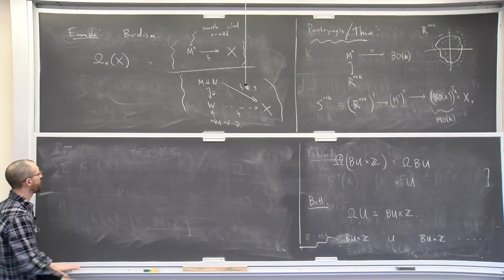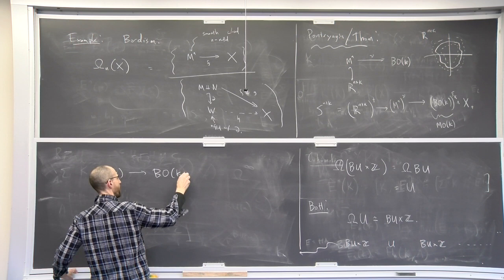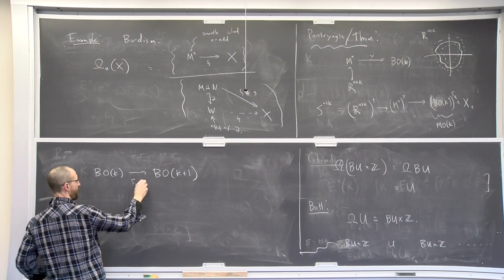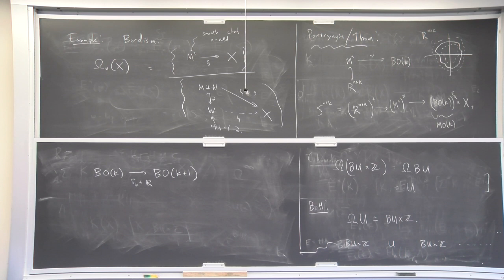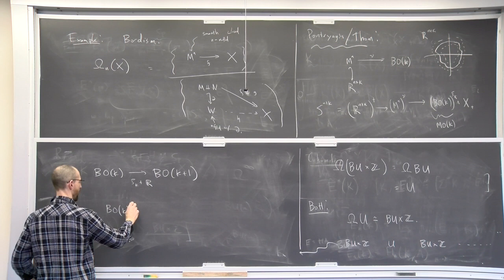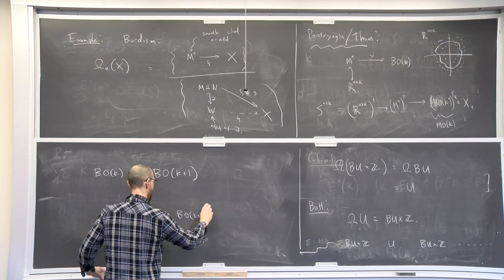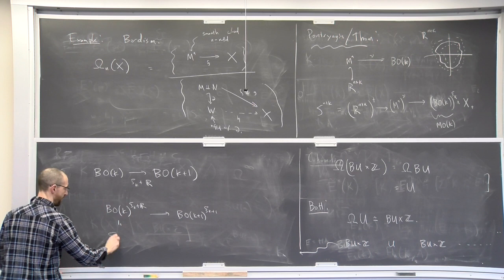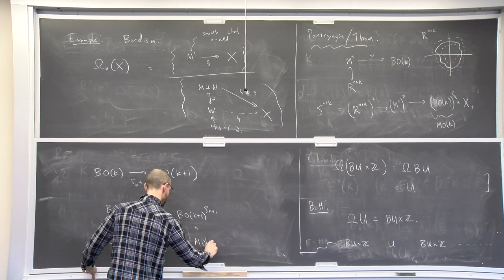So the map BO_k maps to BO_(k+1) by means of classifying the universal bundle plus a trivial bundle. And so then I get an induced map on Thom complexes. However, with the trivial bundle here, this is nothing but the suspension of MO_k. And this is MO_(k+1). And so I get a spectrum.